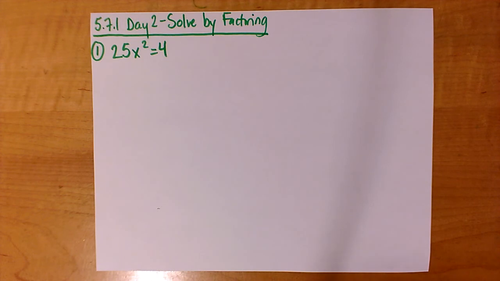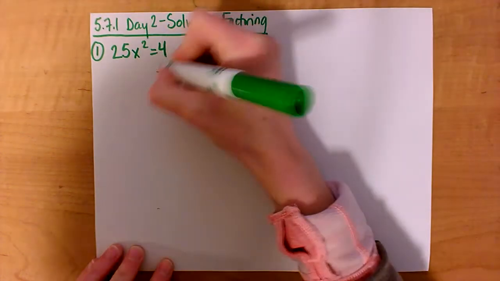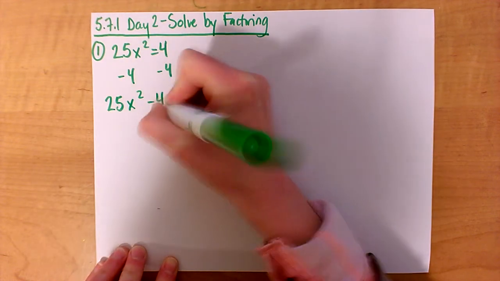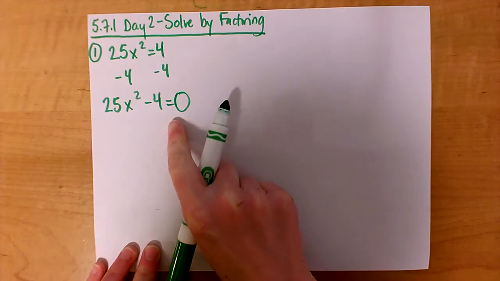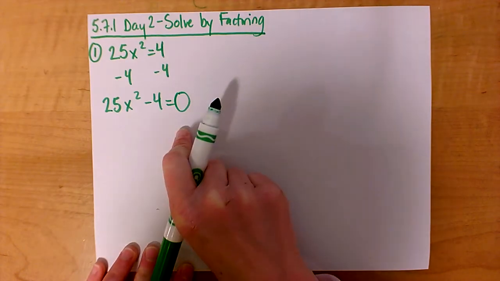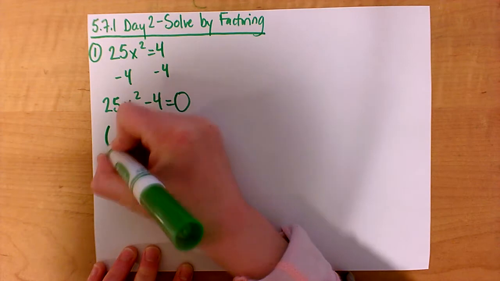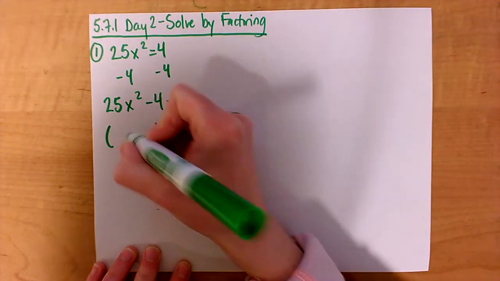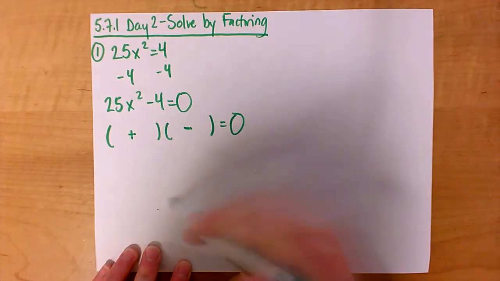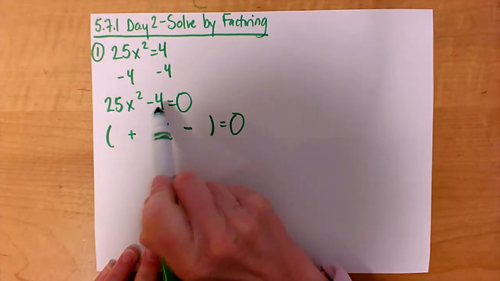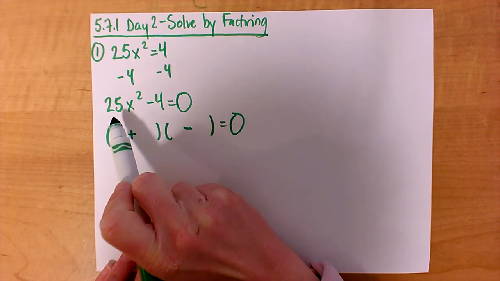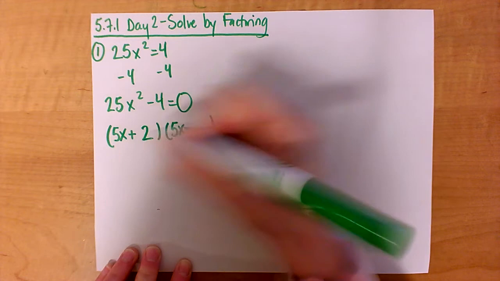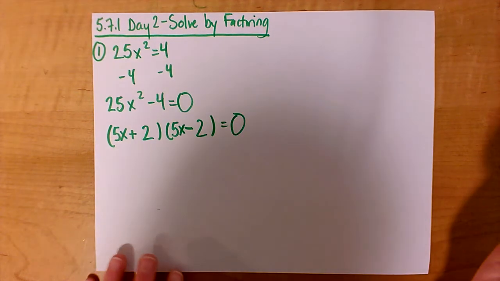For number 1, we have 25x squared equals 4. So I'm going to subtract 4 from each side, and I get 25x squared minus 4 is 0. Now we've got two terms, both of them are a perfect square, so this is the difference of two perfect squares. So when we factor this, we'll have two sets of parentheses. They'll be exactly the same. One will be a plus and one will be a minus. And what we'll have inside the parentheses will be the square roots of these two terms. So the square root of 25x squared is 5x, and then the square root of 4 is 2. So I have 5x plus 2 and 5x minus 2.